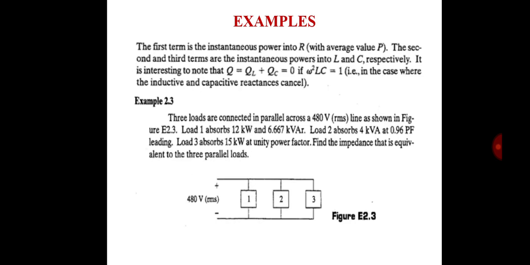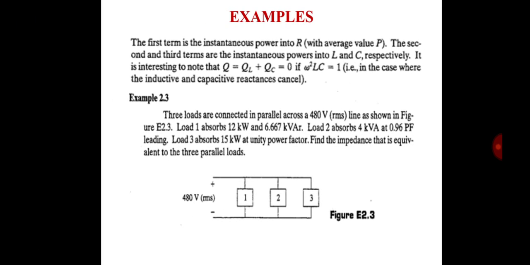Okay. Next, the first term is the instantaneous power in R. And the second and third terms are the instantaneous power in L and C respectively. It is interesting to note that Q, which is QL plus QC, is equal to 0 if omega square LC is equal to 1. That means XL minus XC is equal to 0, that means XL is equal to XC. At that time QL plus QC is equal to 0.